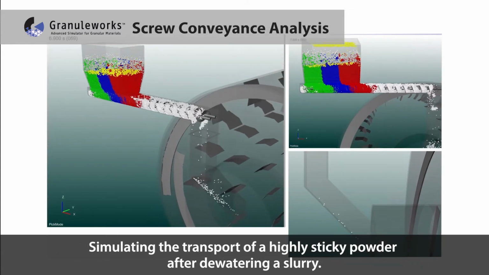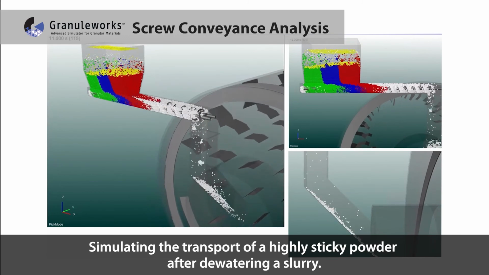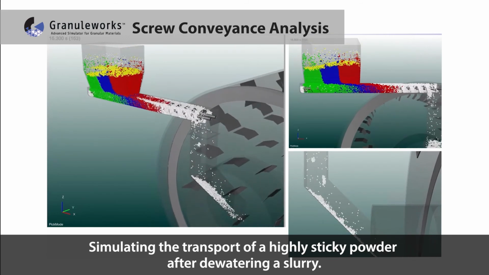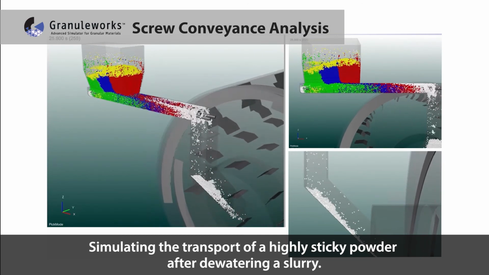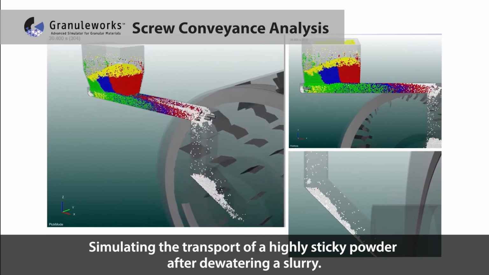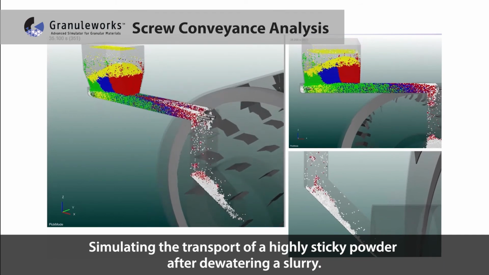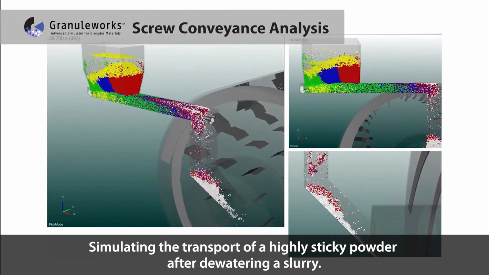Screw conveyance analysis. This is simulating the transport of a highly sticky powder after dewatering a slurry. Although the biaxial screw forces out the powder, it is predicted to accumulate in the downstream inclined duct and nearly block it.